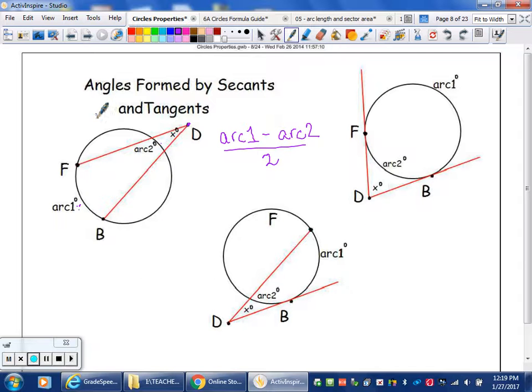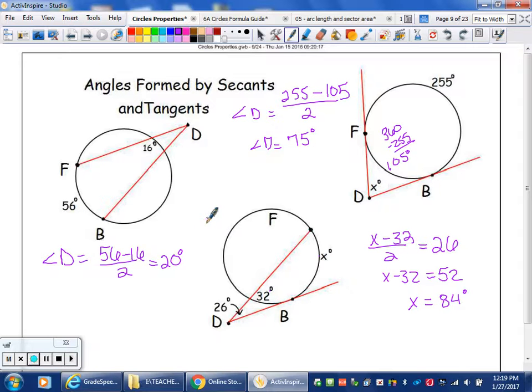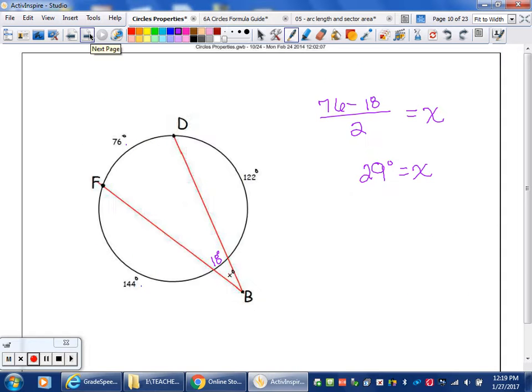Now, what if you have an angle that is formed outside of the circle but goes through your circle? In that instance, you don't add the arcs that it intersects, you subtract them, and you subtract the bigger arc, which is furthest away from the angle, from the smallest arc, and you divide by 2. Again, very simple, big arc minus small arc divided by 2. Here again is another example of big arc minus small arc divided by 2.